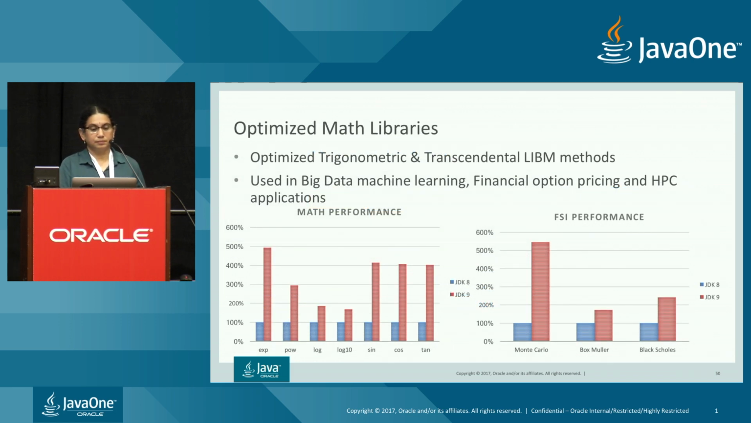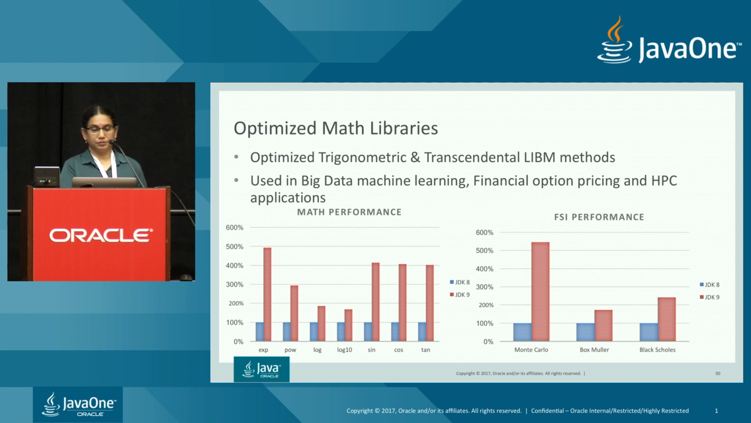So in JDK 9, we also worked on optimizing the math libraries. Some of the key trigonometric and transcendental methods like sine, cos, tan, exp, pow, and log were optimized. And you can see gains of up to 5x for these math libraries. These math libraries are extensively used in big data, machine learning, financial option pricing algorithms, and HPC.